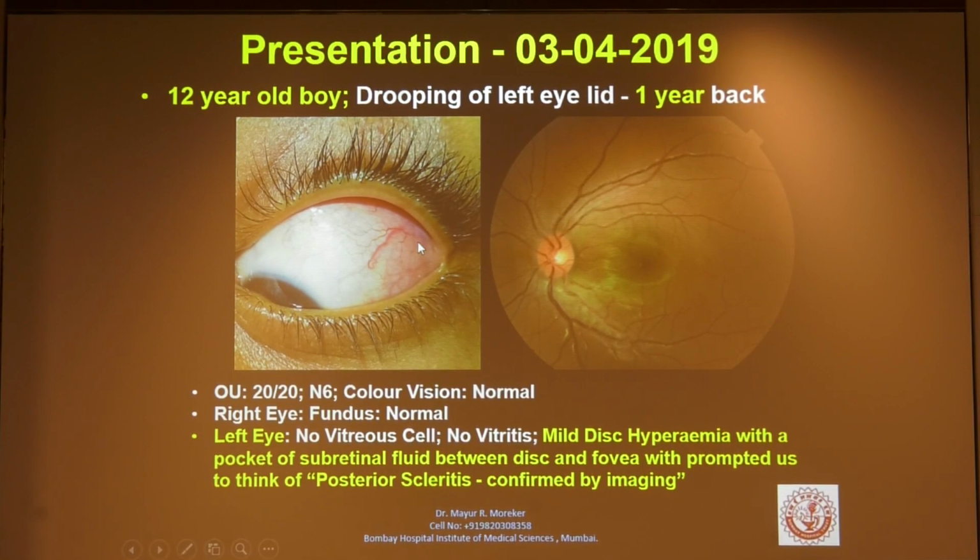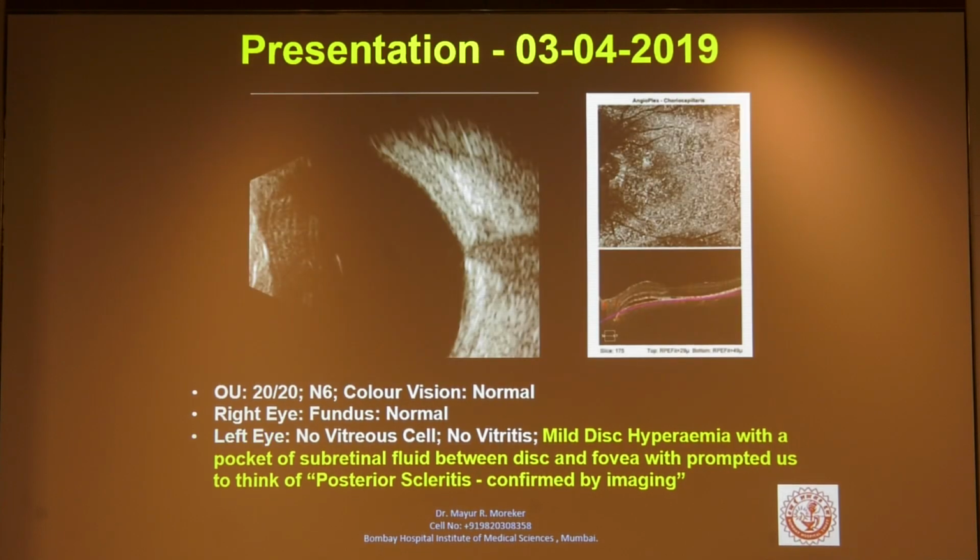You can see the left eye redness. On fundus examination, a mild disc hyperemia with a pocket of subretinal fluid between the disc and the fovea, which prompted us to think of posterior scleritis, and hence we asked for a B scan. You can see the B scan, a mild disc hyperemia.